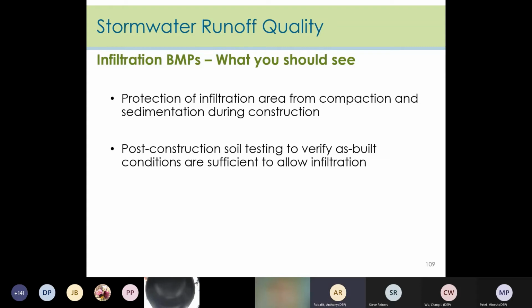Make sure that anti-compaction language is present along with post-construction soil testing. It would be helpful to include the drain down information in the maintenance plan checklists and logs so that it's easy to find in the future during maintenance activities.